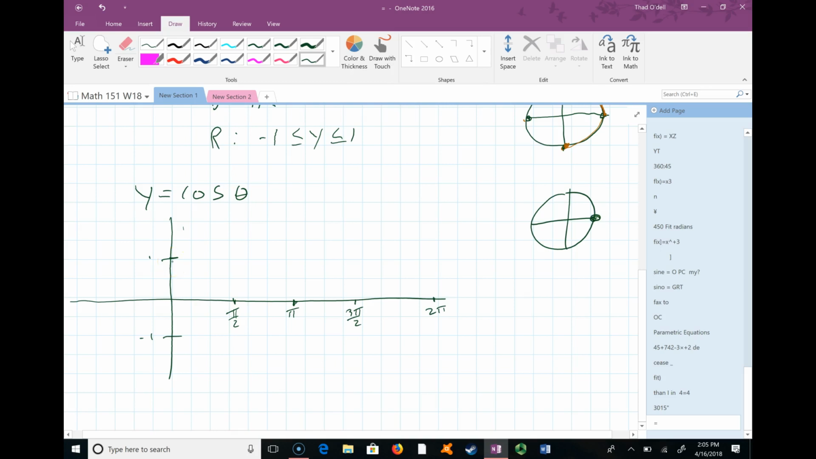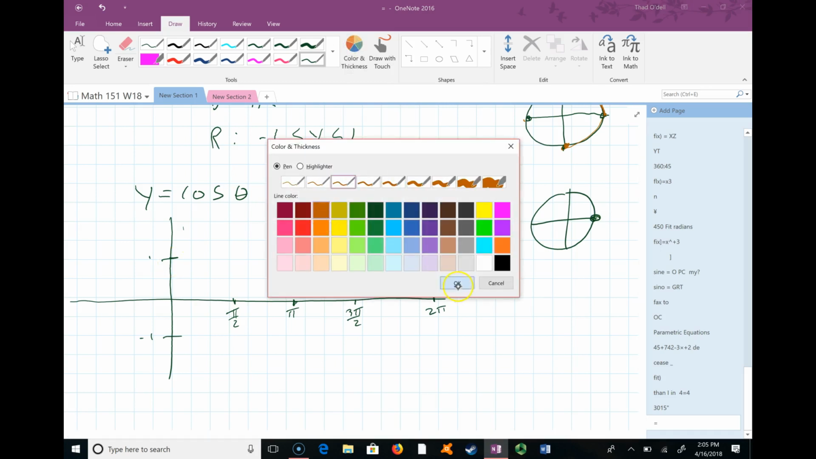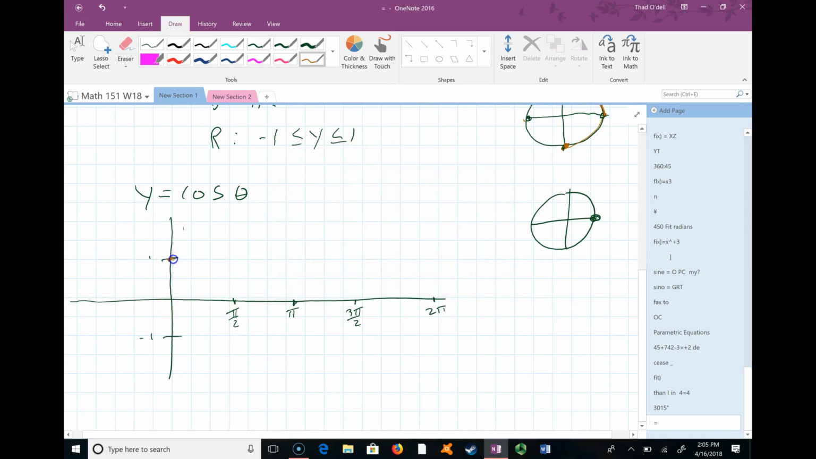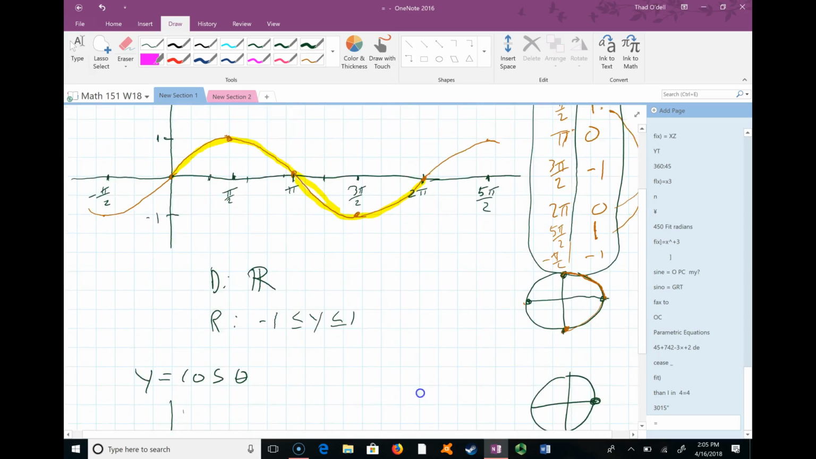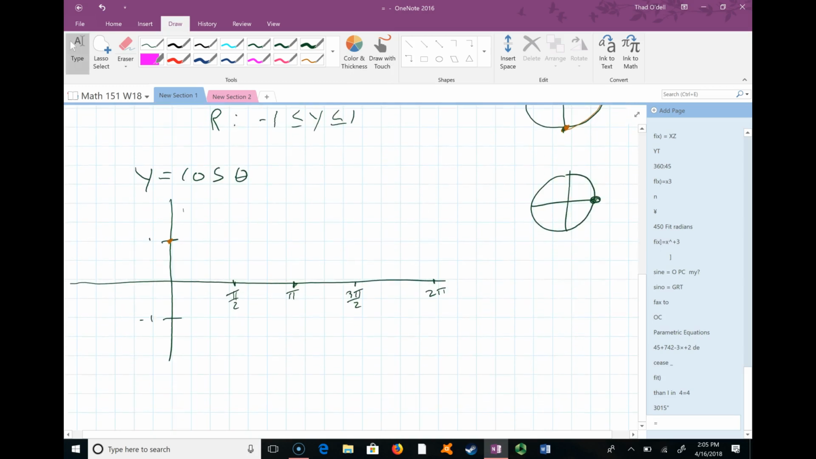So let me change my color again. So we start out right there this time. Notice in the sine we started at 0, here we're starting at 1. Okay, when I go to pi over 2, that would be right there. My cosine value is 0, so I'm back down to the x-axis. When I go to here, cosine is -1, so now at pi I'm at -1. When I come around to here, cosine is 0 again, so I'm back up at 0 at 3 pi over 2. And I come back full circle. Cosine of 2 pi is the same thing as cosine of 0, which is 1.